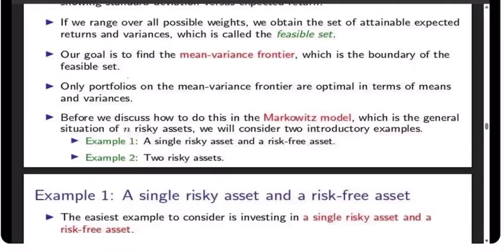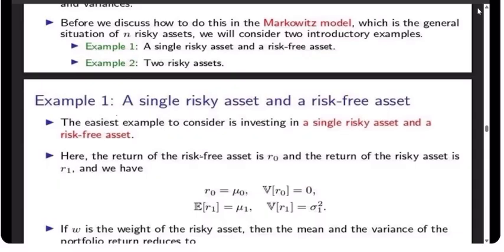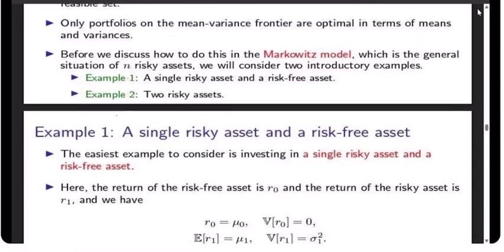I want to consider another example. Now I said something here. Before we discuss how to do this in the Markowitz model, because we're still going to do this in the next class, which is the general situation, let's consider two examples. Example one, a single risky asset and a risk-free asset. At times, I can have two assets, one is risky, one is risk-free. I want to derive the variance. Then I'm also going to consider an example where the two assets are risky. Please pay attention.